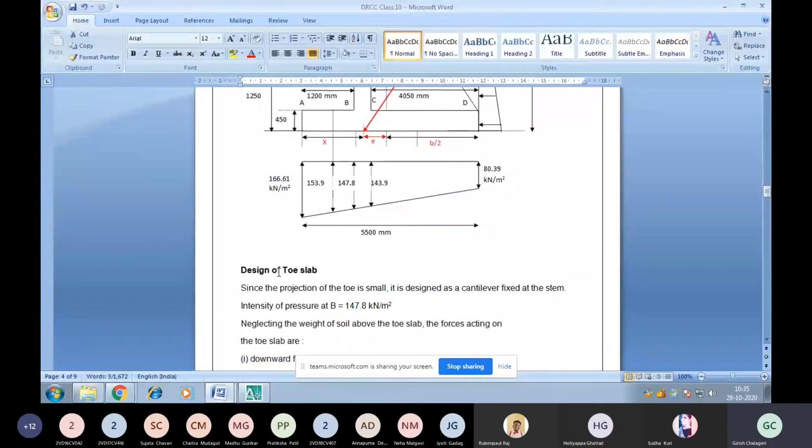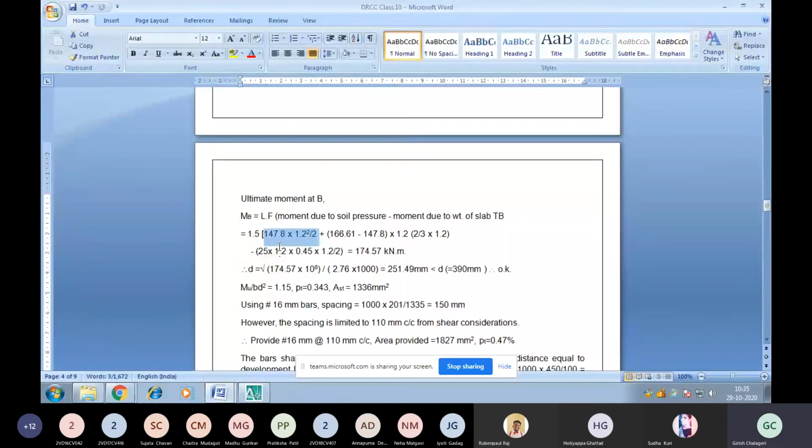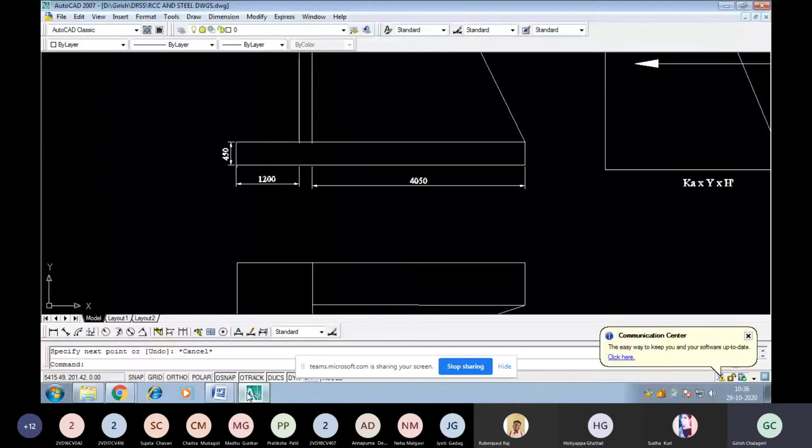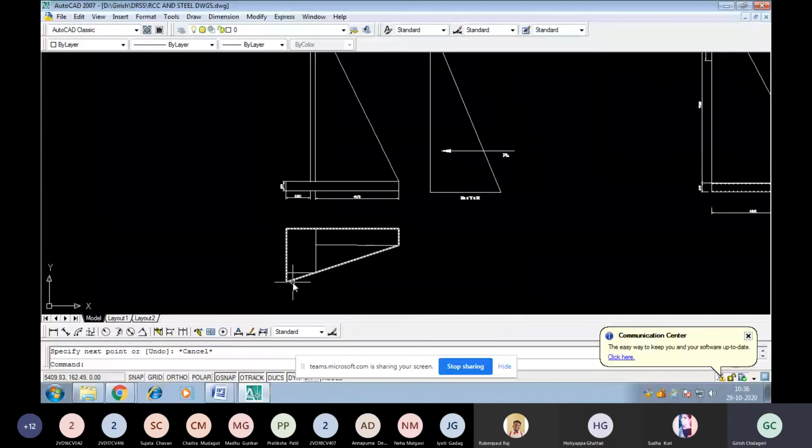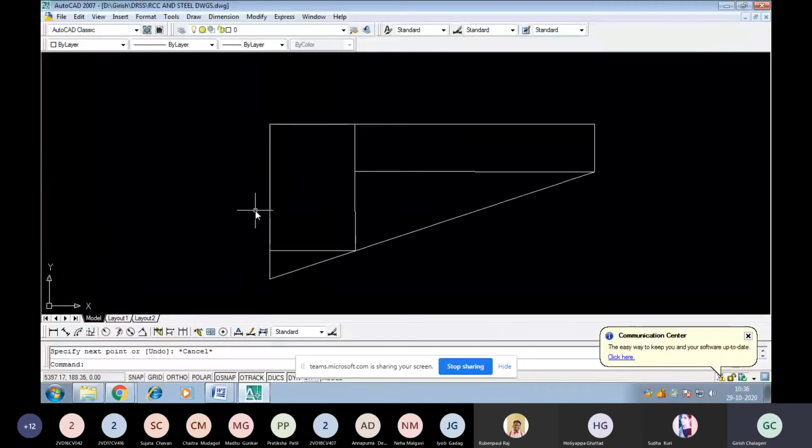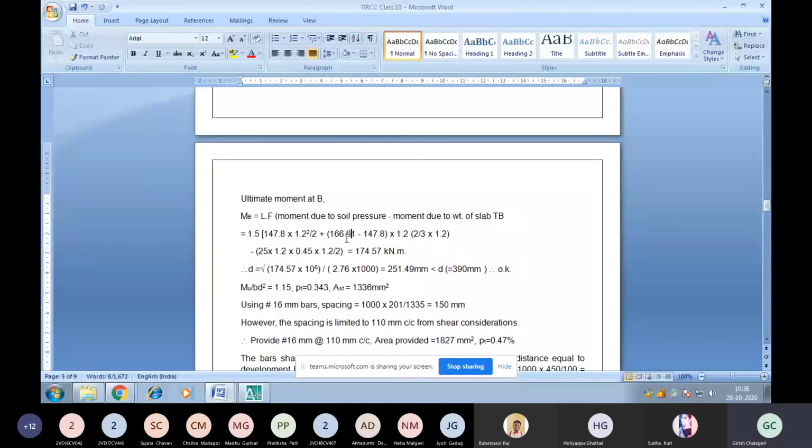The same thing will be done here. You can see 147 into 1.2 into 1 by 2. That will be the pressure by the rectangular. And next is the triangle, that is the small triangle. How are we taking the small triangle here? Triangle means total height 166 minus 147 gives this height. So half base times height will be the triangle area. This height minus this height you got. So area of triangle will be half.